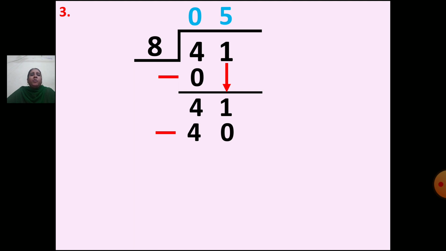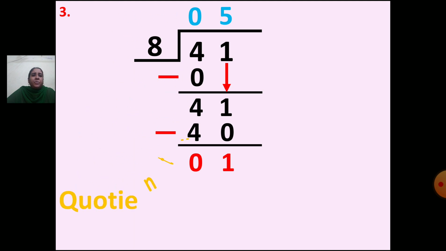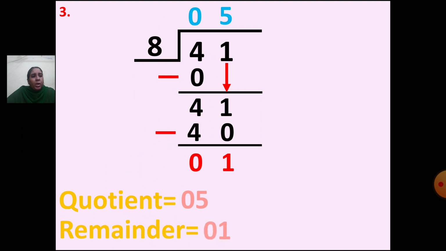Okay. Now you will draw one line. And now you are going to subtract. 1 minus 0. What will come? 1. Very good. Now 4 minus 4. What will come? 0. So you got this answer. Now you have quotient and remainder. So what is the quotient here? Quotient is 5. And what is the remainder? Remainder is 1. So this is your answer, children.